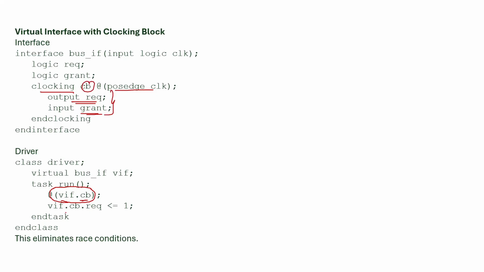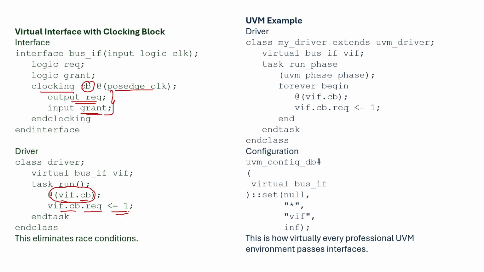So vf.cb.request equal to 1. Previously vf.request equal to 1 I have called. Now clocking block I am using. Then vf dot clocking block dot request equal to the value you are driving. Through clocking block we are driving. And previously with mod port, vf dot driver dot signal request we are calling. That means the mod port driver name we are calling through that in your interface. This is the virtual interface, the clocking block and mod ports.